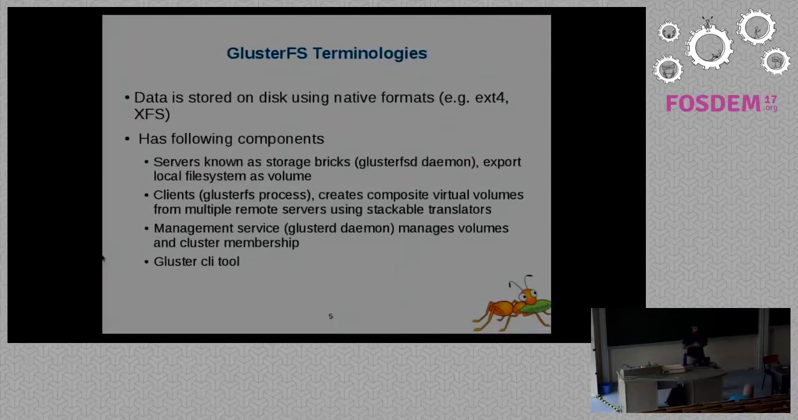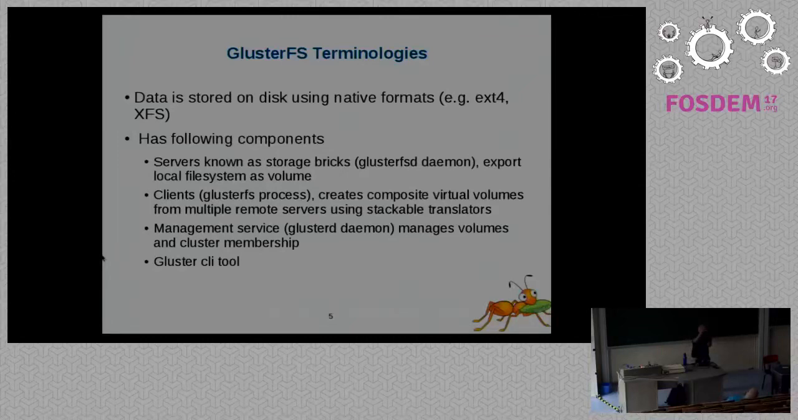These are the following components in GlusterFS. Basically the disk should support extended attributes, like ext4 or XFS. That's the only requirement for a disk to be part of GlusterFS storage. Then it has the following components. There are servers, which we call storage bricks, and a GlusterFS daemon running on these storage bricks, and it exports a local file system.